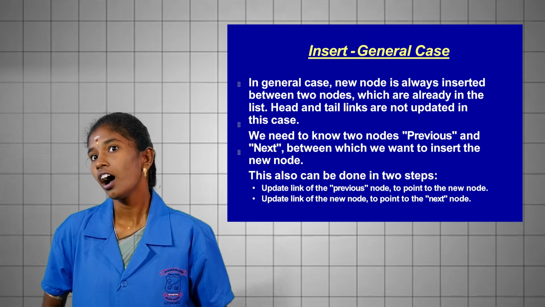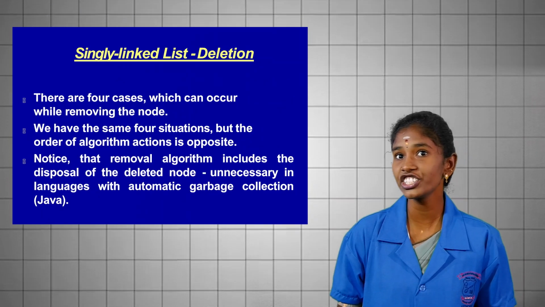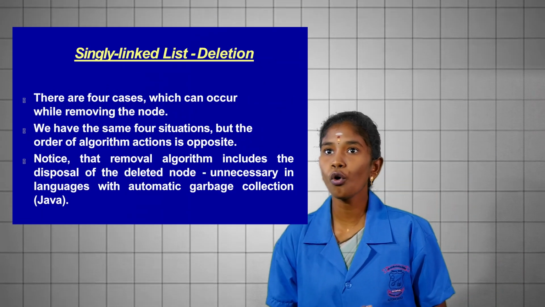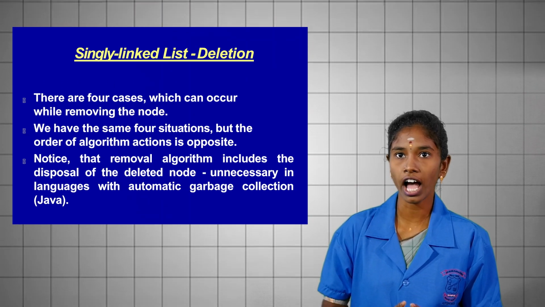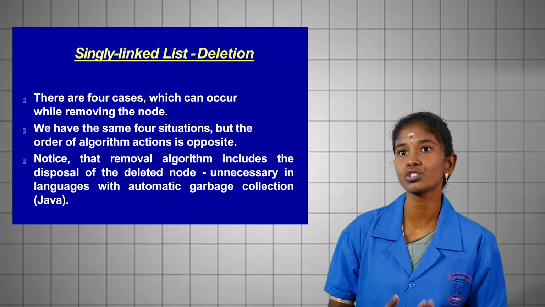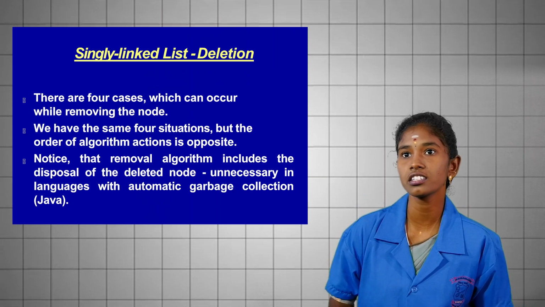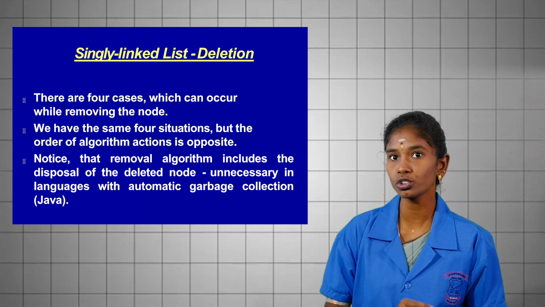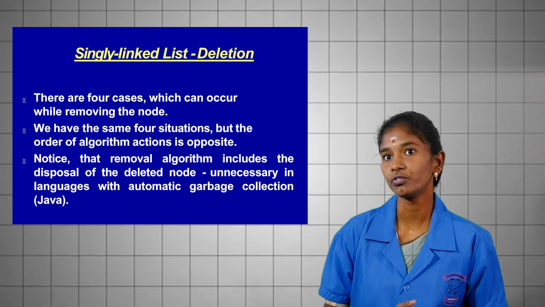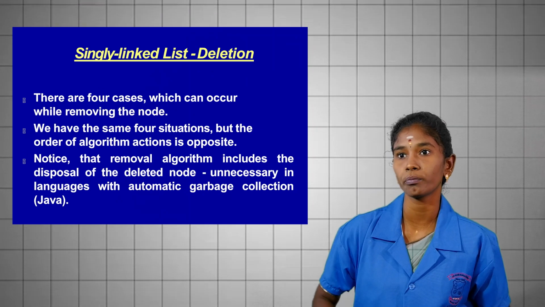We need to know two nodes, previous and next, between which we want to insert the new node. And then the next topic is singly linked list deletion. There are four cases which can occur while removing nodes. We have the same four situations, but the order of algorithm actions is opposite. Notice that removal algorithms include the disposal of the deleted node, unnecessary in languages with automatic garbage collection.